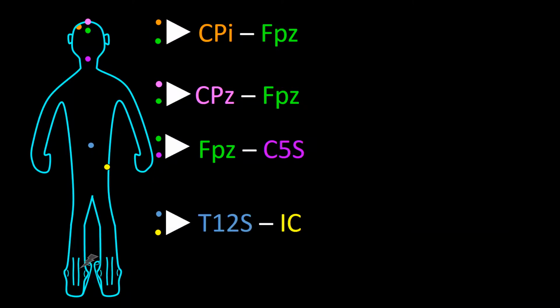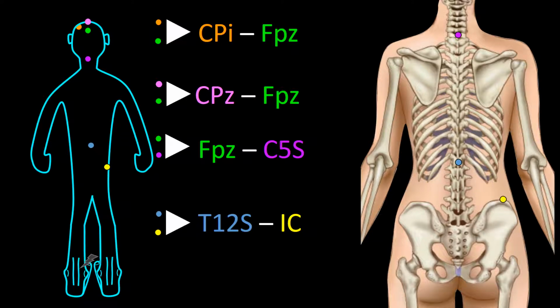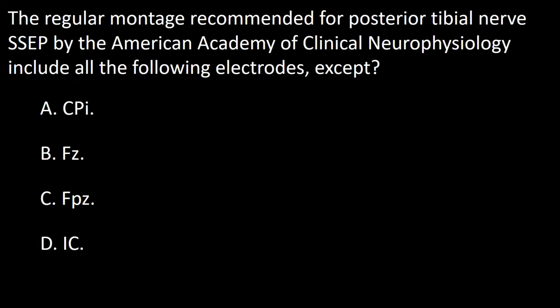And now I have removed those figures, that is the figures of the 10-20 system arrangement, in order to show you a figure of the location of the non-cephalic electrodes. These electrodes include one at the C5 spinous process, another at the T12 spinous process, and a third one in the iliac crest. So the answer to this question is B.